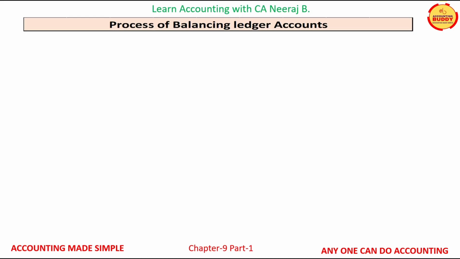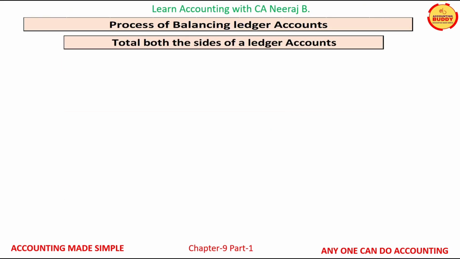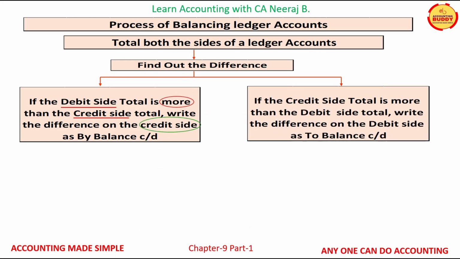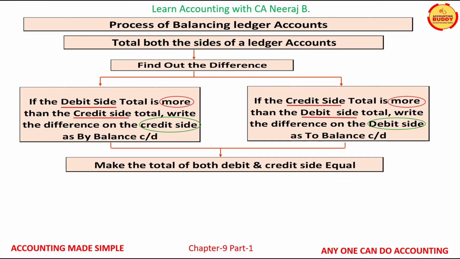For more clarity, let us understand the process of balancing ledger accounts with the help of the flowchart. We start the account balancing process by totaling both the sides of a ledger account. Then find out the difference between the two sides. If the debit side total is more than the credit side total, write the difference on the credit side as by balance carried down. Now, if the credit side total is more than the debit side total, write the difference on the debit side as to balance carried down. The above process will ensure that the total of both debit and credit side is equal.